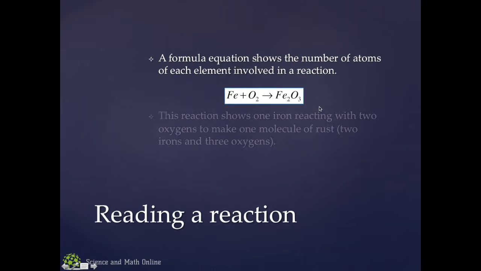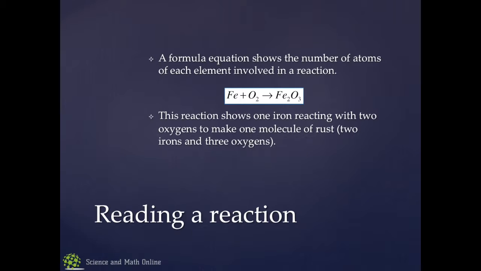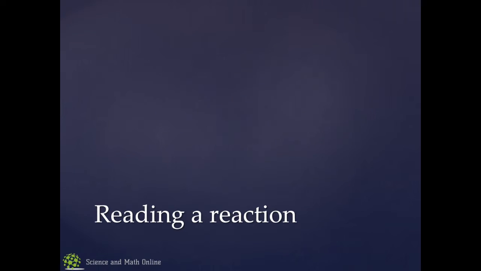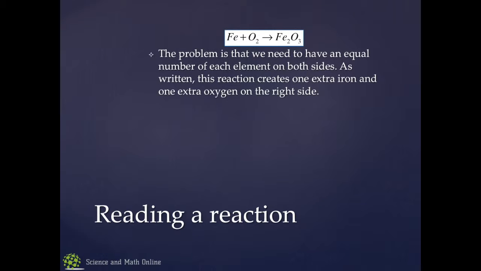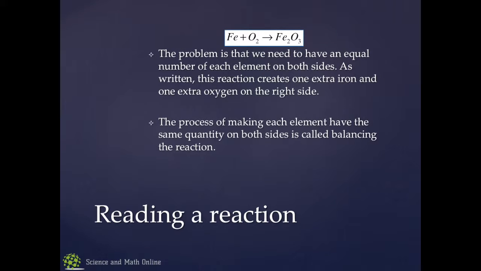Okay, so we've got this, but there's a problem. And the problem is I somehow created an iron atom and I somehow created an oxygen atom. That's problematic. Okay, so we need to deal with that. And so the way we deal with that is called balancing a reaction. So we can't simply make atoms, and so we need to somehow change the quantities to make this work out.